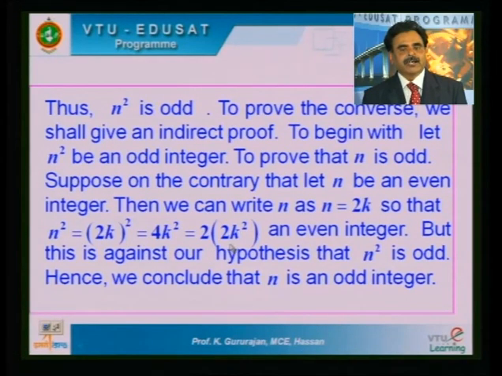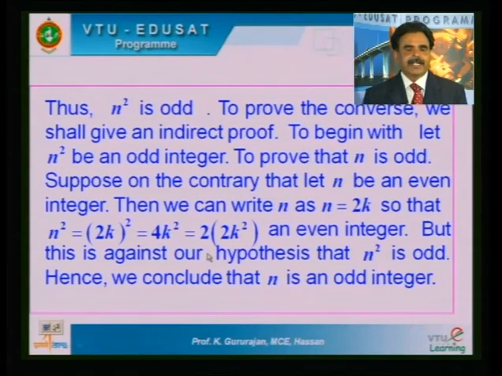So what I got now, by assuming that n is not odd, or n is an even integer, is that n square is an even integer. But according to our assumption, n square is an odd integer, not an even integer. So this is against our hypothesis, namely that n square is odd. So therefore, we cannot start with the assumption that n is not odd. So n has to be an odd integer. So this proves that if n square is odd, then n is an odd integer.